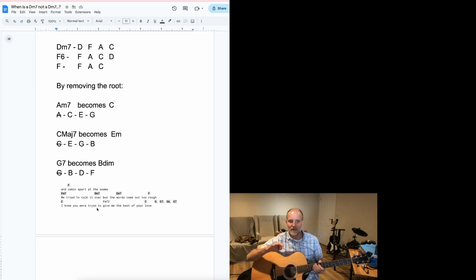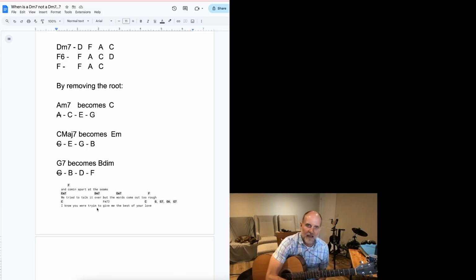rough. Because that D minor 7 and that F have that equivalence based on the notes that are contained within it. So again, just a quick look at ways that you can use some similarities and differences in your play.